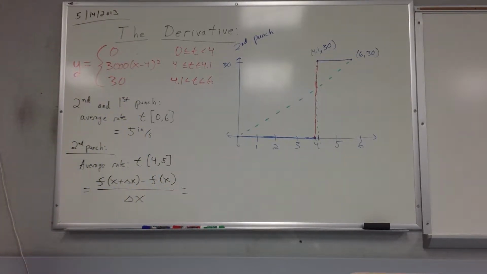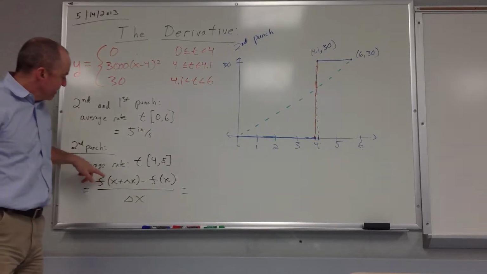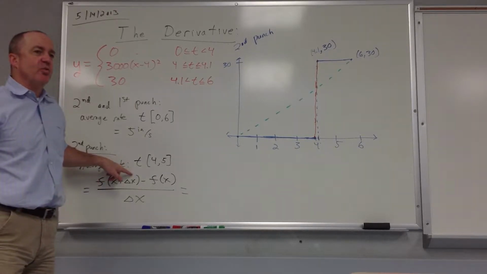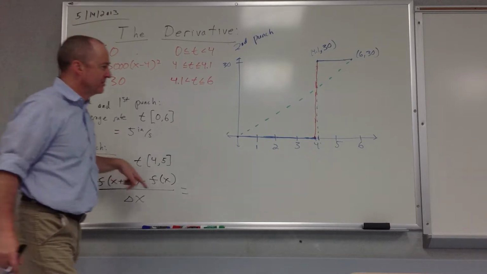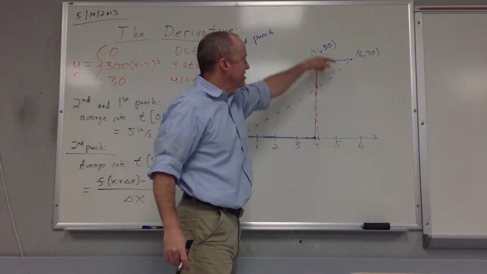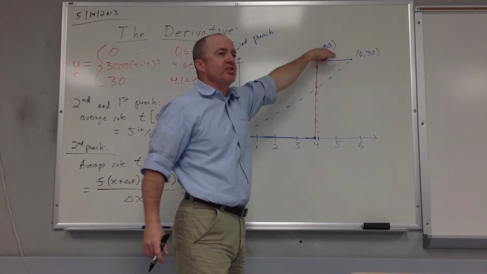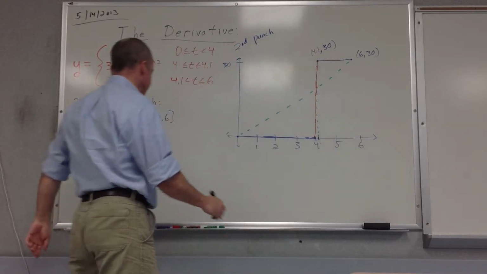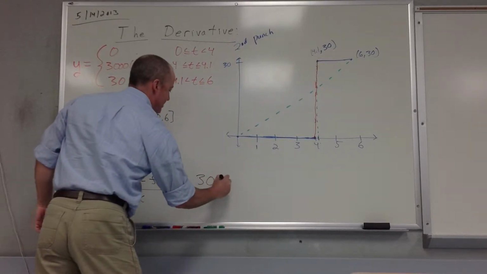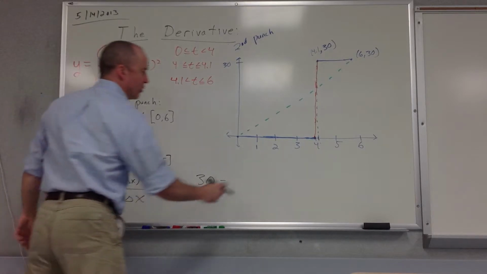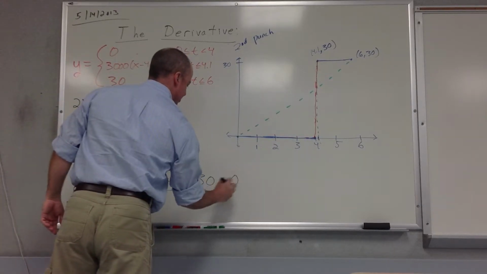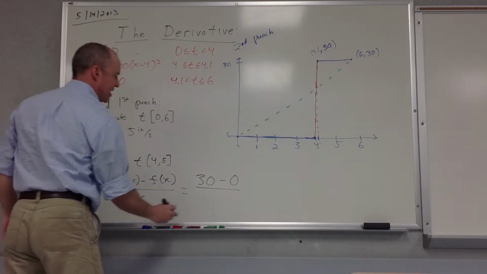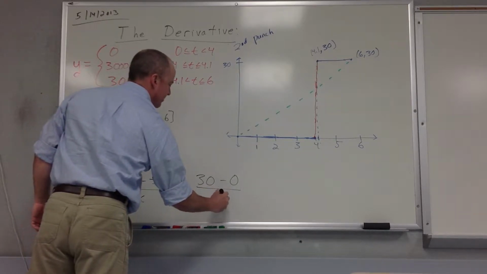Alright, well, this is fairly simple. F of x plus delta x is the y value when we're done. When I'm done at 5 seconds, my fist has moved 30 inches, right? So that's my final y value. Where did my fist start? 0 inches. How long a time interval are we now talking about? 1 second.